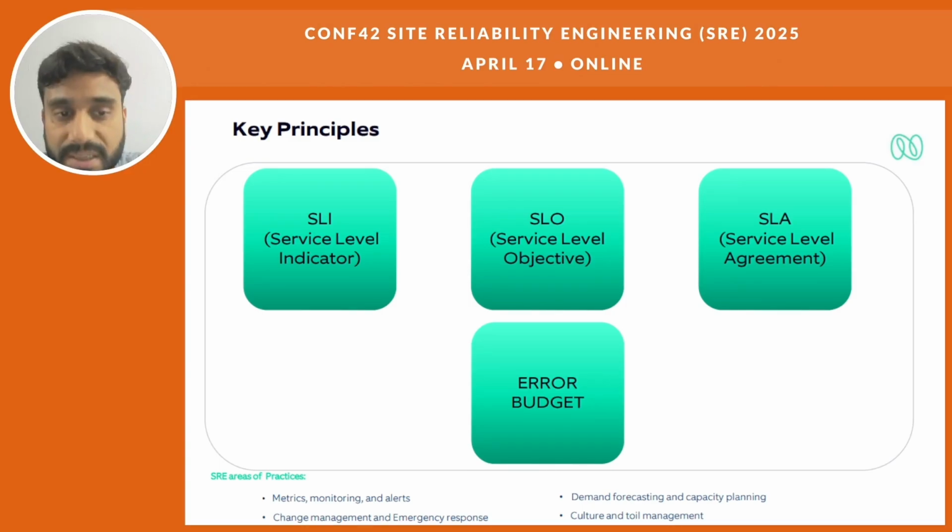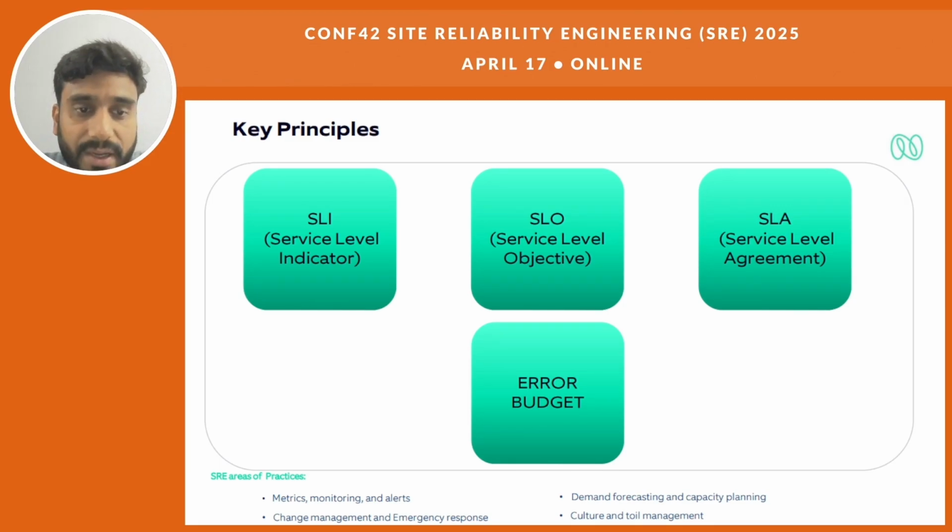SRE was introduced by Google in the early 2000s, and it is used to measure and solve operational challenges and issues. SRE is a job role, it's a mindset, and it's a set of metrics that we use to measure and manage the overall system reliability. So there are some key principles of SRE.